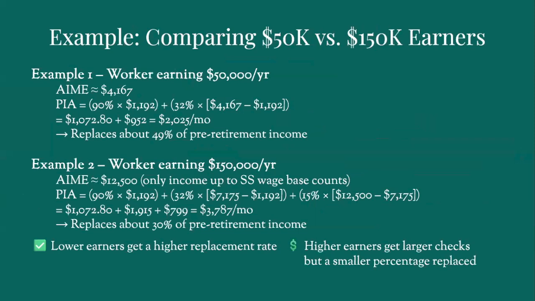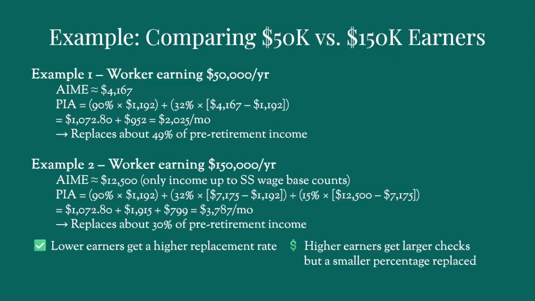We're going to compare somebody that made $150,000 versus $50,000. You might think, hey, I made 3 times as much as the person making 50, so my Social Security should be roughly 3 times as much. Well, as we saw by the formula, it doesn't quite work out that way. The guy making $50,000 has a monthly average earnings of about $4,200. When we put it through all of our bend points, it comes out to about $2,000 a month. This replaces about 49%, or about half, of his pre-retirement income.